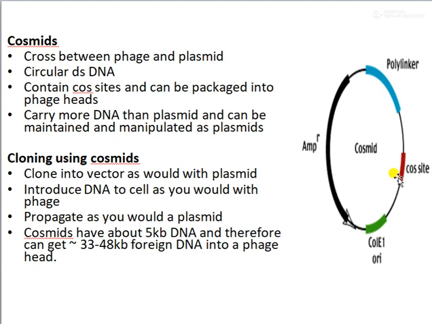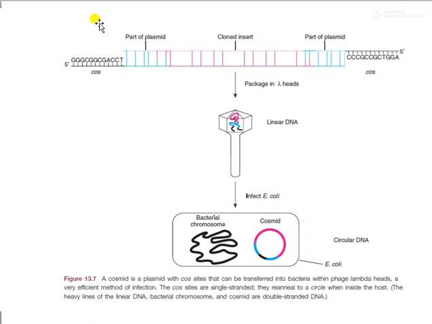Now here, ampicillin resistance and the ColE1 ori are parts of the plasmids. Then there is a polylinker here, and the cos site is a portion of the phage vectors. If you look into these cosmids, we can see that at both ends they have the cos sites of the phage vector, and they will have part of the plasmid. And this is a cloned insert, which we have here.